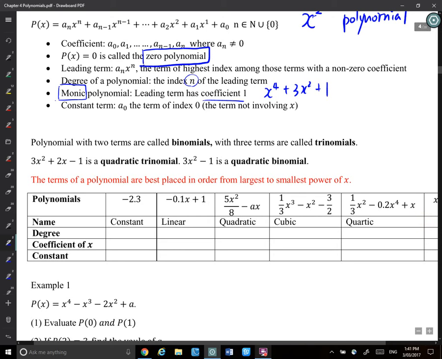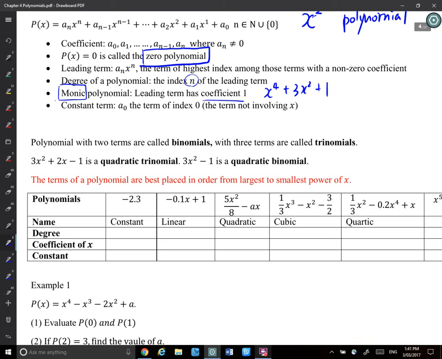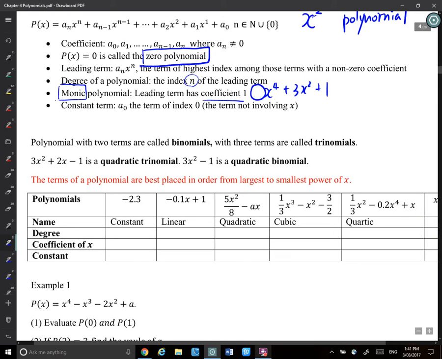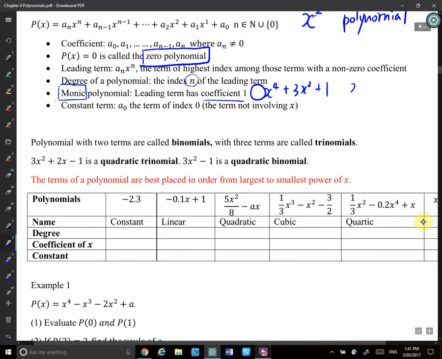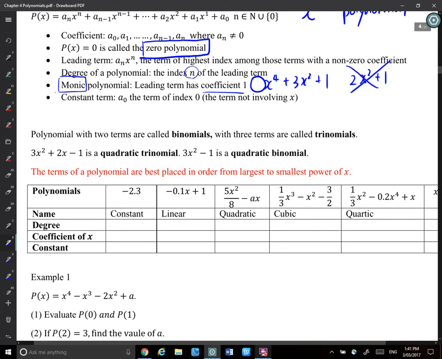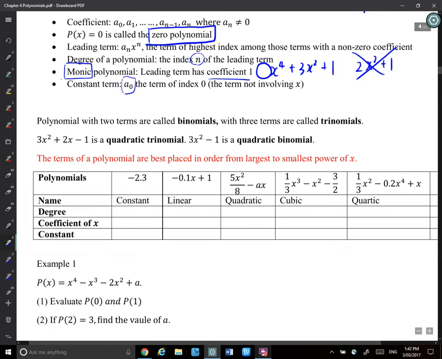That will be a monic polynomial, because the leading term has a coefficient of 1. Okay, that's a monic polynomial. So this will not be a monic polynomial, because we have a leading term with coefficient 2. Constant term is the constant. Like, the constant is the last number at the back.